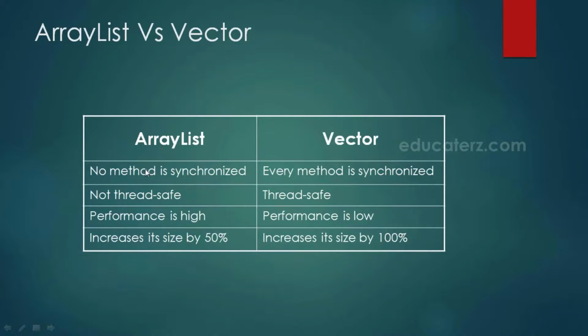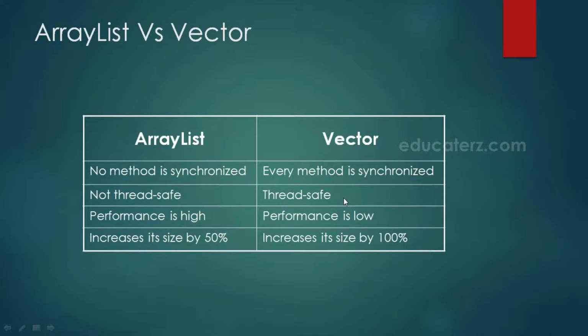In ArrayList, no method is synchronized. When I say no method is synchronized, multiple threads can act on a method. Whereas in Vector, every method is synchronized. That is, it allows only one thread to act on a method. Therefore, ArrayList is not thread safe, whereas Vector is thread safe.